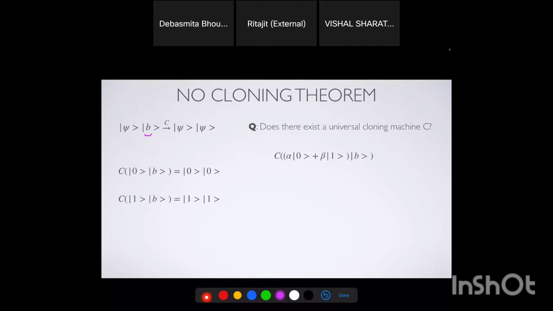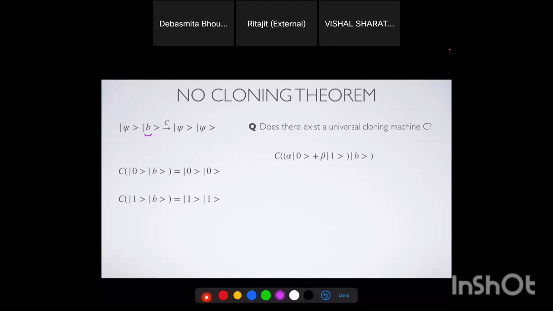So what do I mean when I ask whether there exists a universal cloning machine C? Just as when you have a Xerox machine, you don't require different buttons: if you are giving a Bengali copy, you have a different button; if you are giving an English copy, you have a different button. No, whatever you give, you just press the Xerox button and the blank paper will make a copy of it. That is what we mean by a universal cloner. It does not depend on the input state.